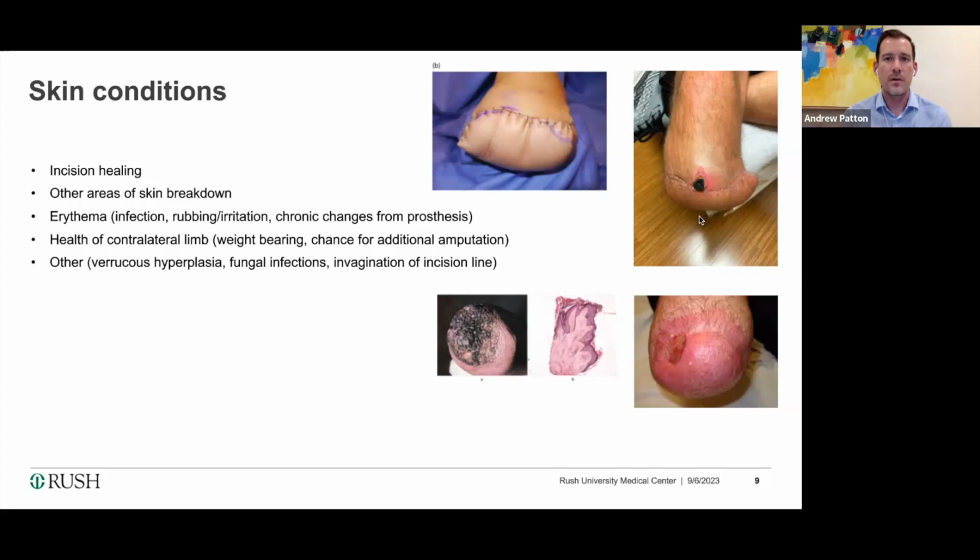So something to just be aware of and know: does this person just always look a little red, and we're going to keep a close eye on it, and I've known them for 2 years and it's fine, or is this new erythema for them?